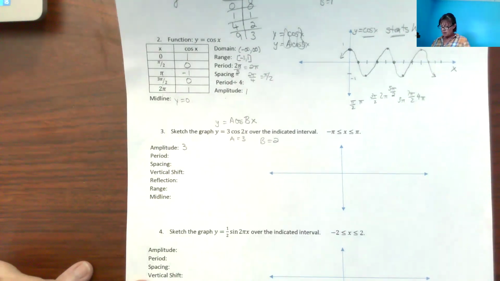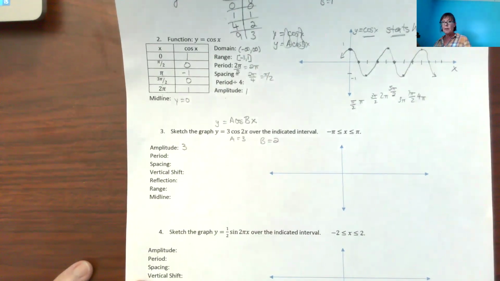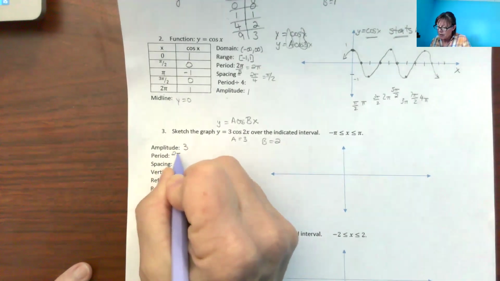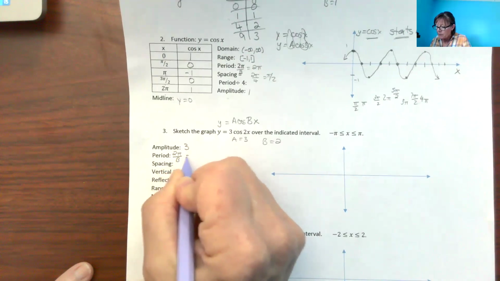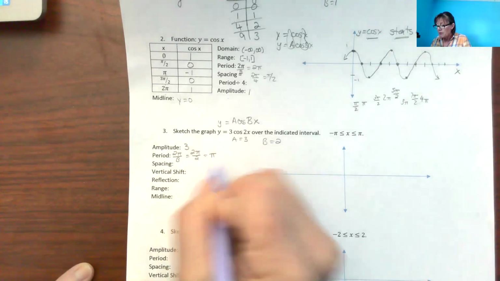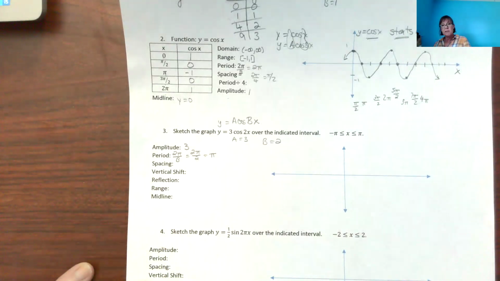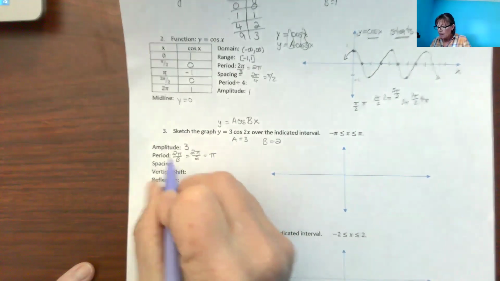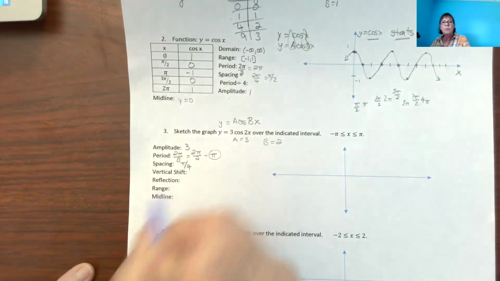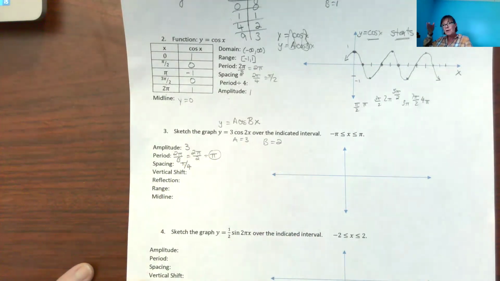The period for cosine without any changes is 2 pi, but it's 2 pi divided by b, whatever b is. So if b is 1, it's just 2 pi. If b is not 1, it's going to be manipulated. But we know that b is 2, so the period for this graph is pi. That's how long it takes to cycle. The spacing is the period, pi, divided by 4, so pi over 4. That's going to tell us how to mark up our graph.